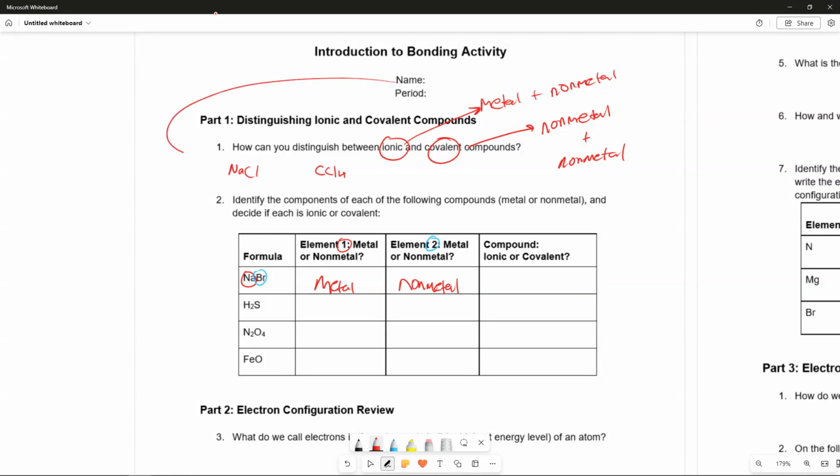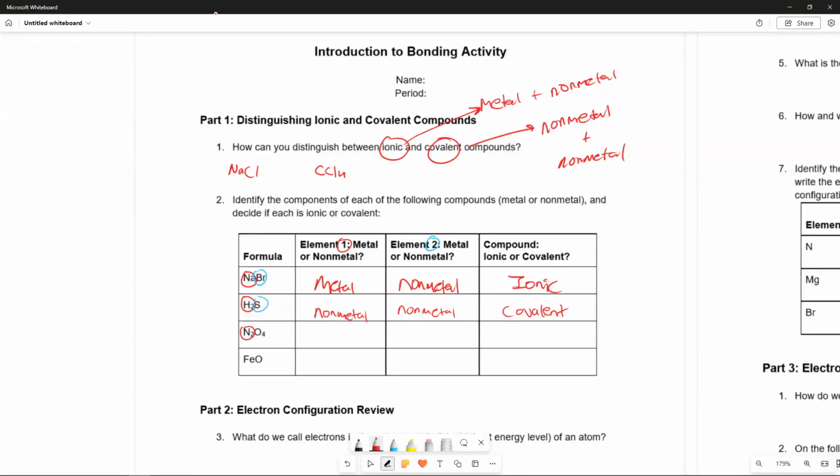So, based on what we learned up top on question 1, is this compound ionic or covalent? Well, it has a metal and a nonmetal. It's ionic. Alright, second question, H2S. We have hydrogen and sulfur here. The first element, hydrogen, is a nonmetal. The second, sulfur, is also a nonmetal. Therefore, this one is covalent.